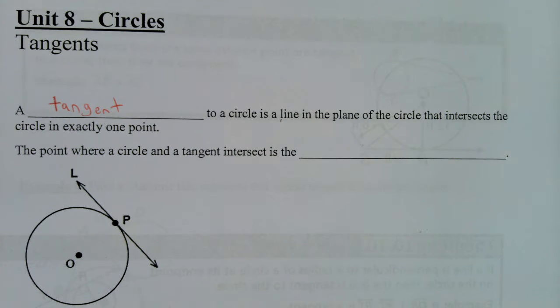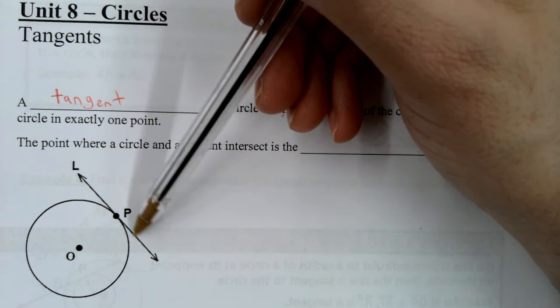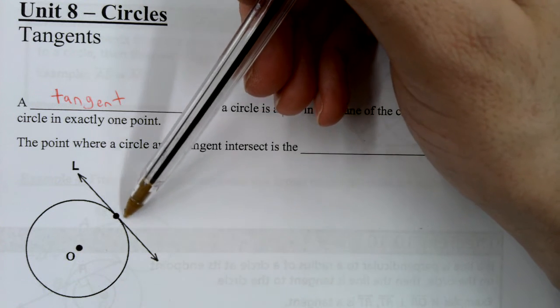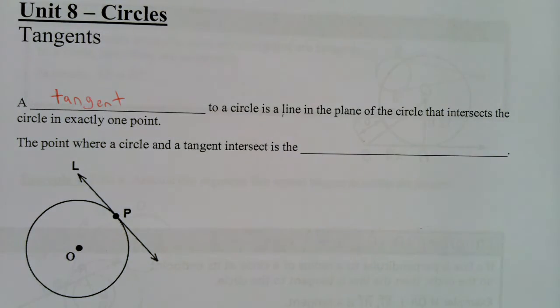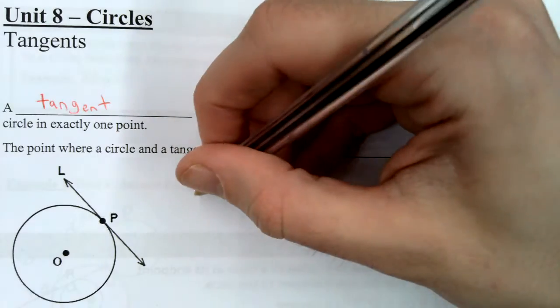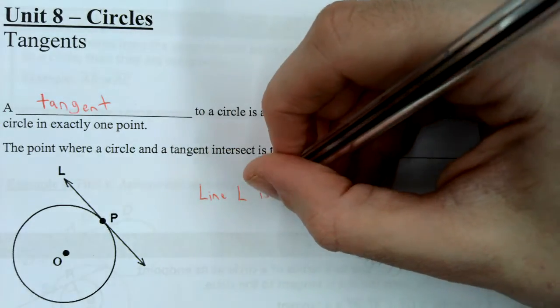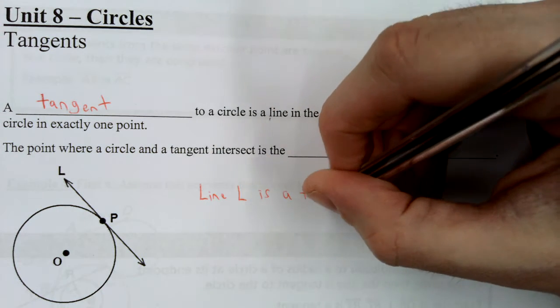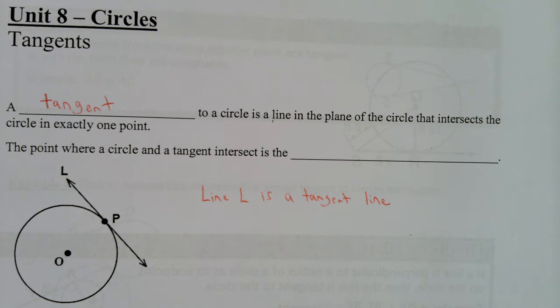A tangent to a circle is a line in the plane of the circle that intersects the circle in exactly one point. If you look at the diagram below, this is a tangent line. So I'll just say line L is a tangent line because it intersects the circle at exactly one point.